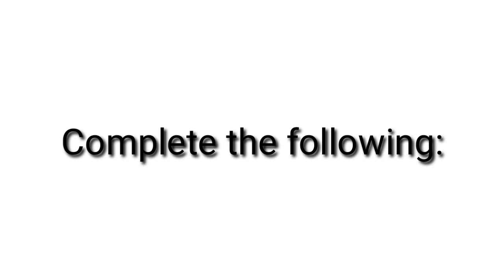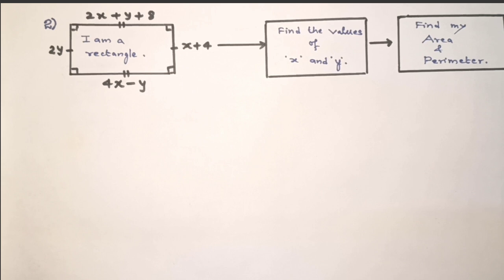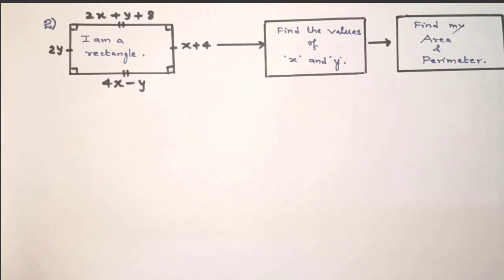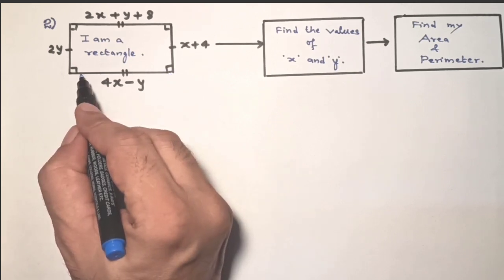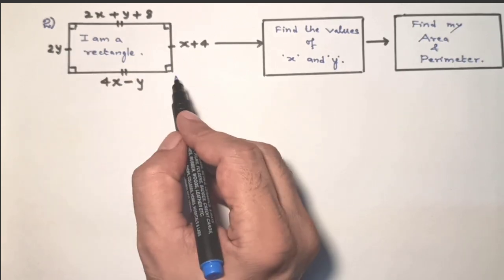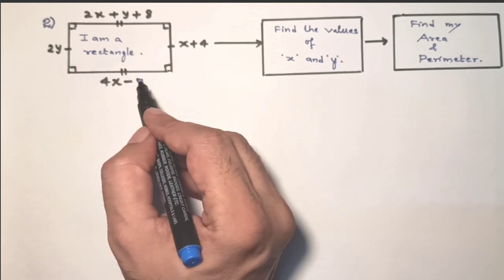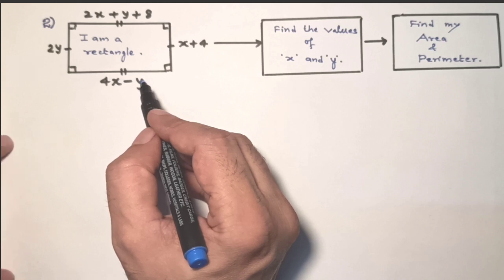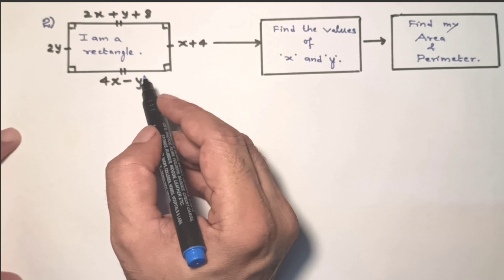Complete the following. Look at this figure. It's a rectangle. It's written here, I am a rectangle. That means it is a rectangle. Recall the properties of a rectangle. Each angle is 90 degrees and opposite sides are congruent. So using that property, the opposite sides of a rectangle are congruent.